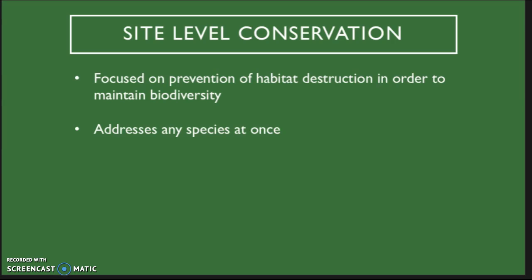With this approach, conservation of species does not have to happen one at a time, and many different species can be addressed at once. A big idea behind site-level conservation is that habitat is the most important thing in conservation of other species. So by focusing on conserving habitats, many species will benefit.